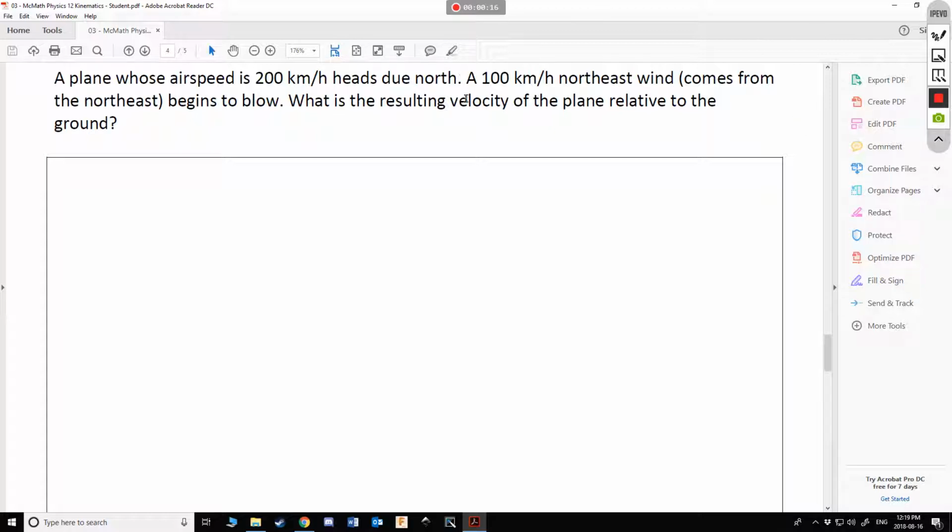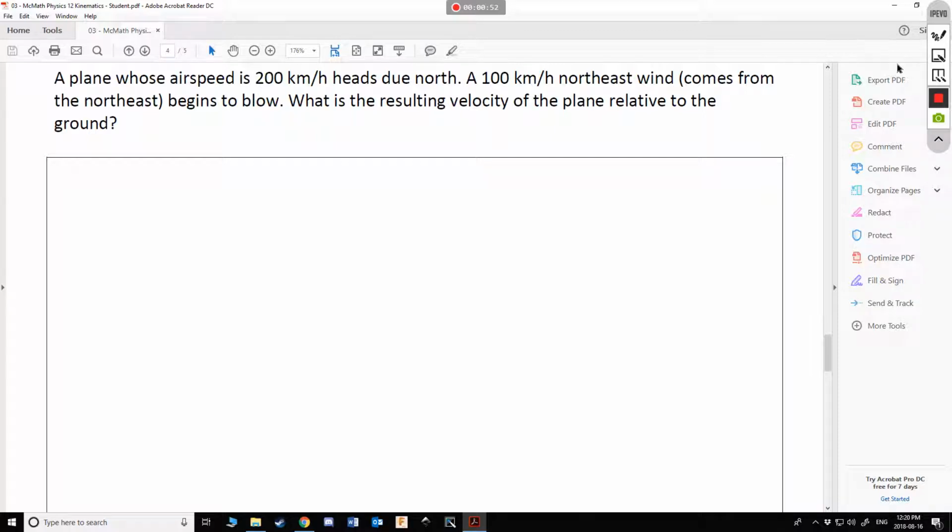It's asking for a resulting velocity. Remember that is a vector, so we want both the magnitude and direction of the plane. Sometimes it's easier, if you're having a tough time drawing these, to try drawing the individual vectors. Always keep in mind: are you given the initial vectors that are being added together, or are you given the resultant one? In this case, we're given the initial vectors. The plane's heading is north, but a 100 kilometers per hour northeast wind comes from that direction, so it's going to change its direction.